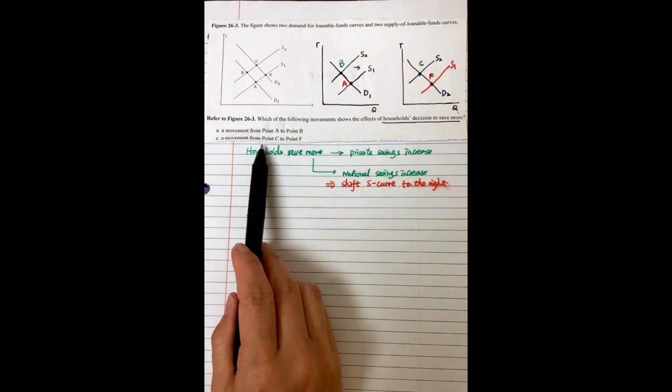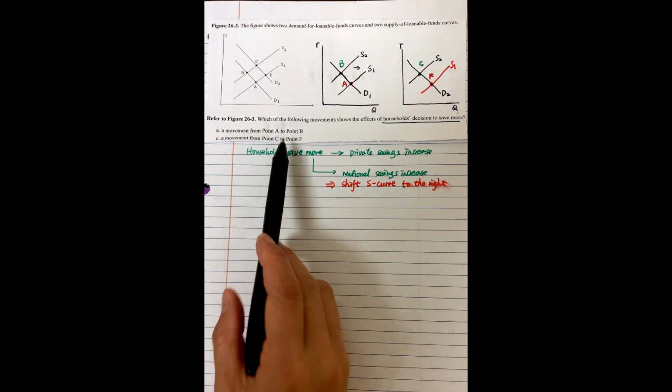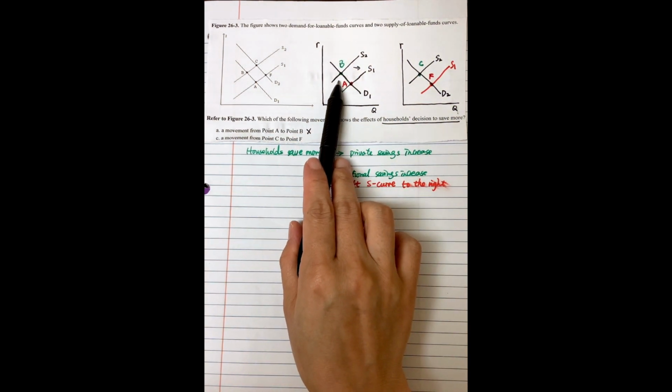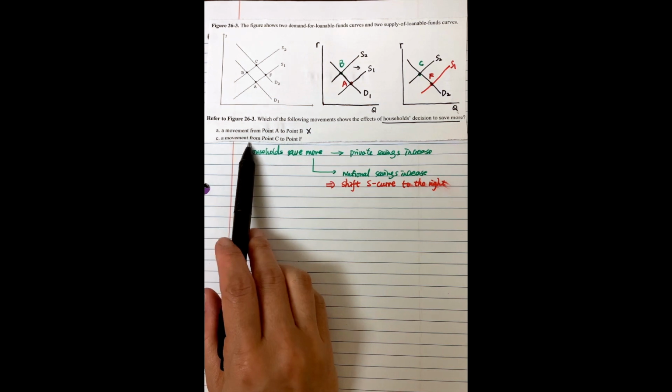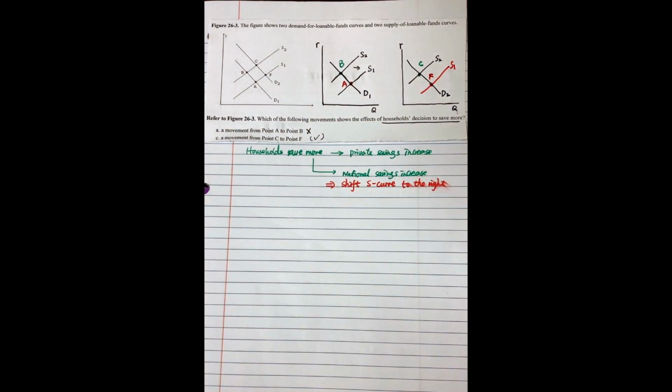Now look at those two options. A to B is not correct because from our analysis, it should be from B to A, or a movement from C to F. This is correct.